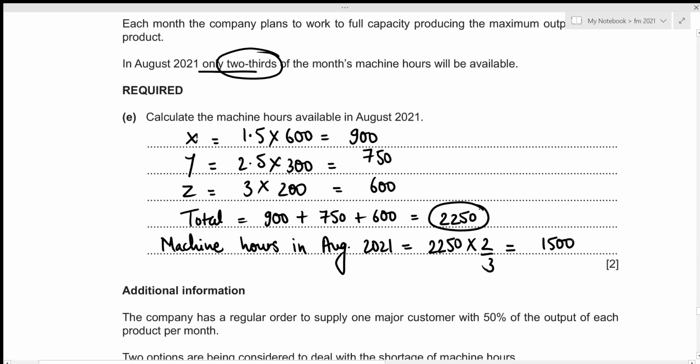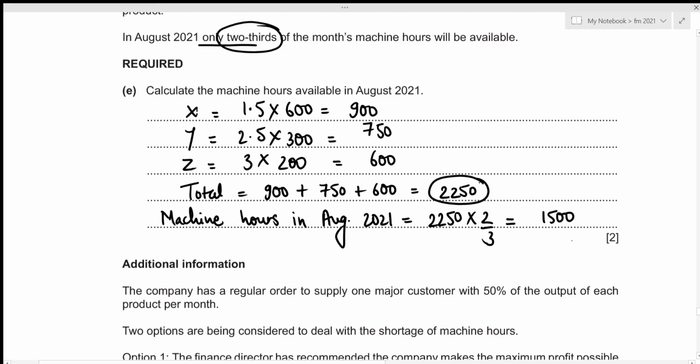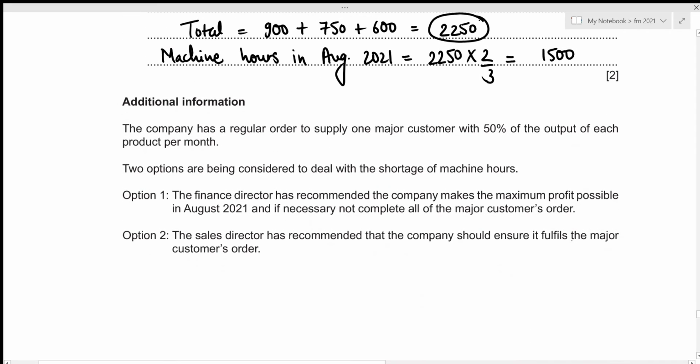This concludes the fifth part of this question. Now we can move towards the sixth one. The additional information is given. The company has a regular order to supply one major customer with 50% of the output of each product per month, and two options are being considered to deal with the shortage of machine hours.